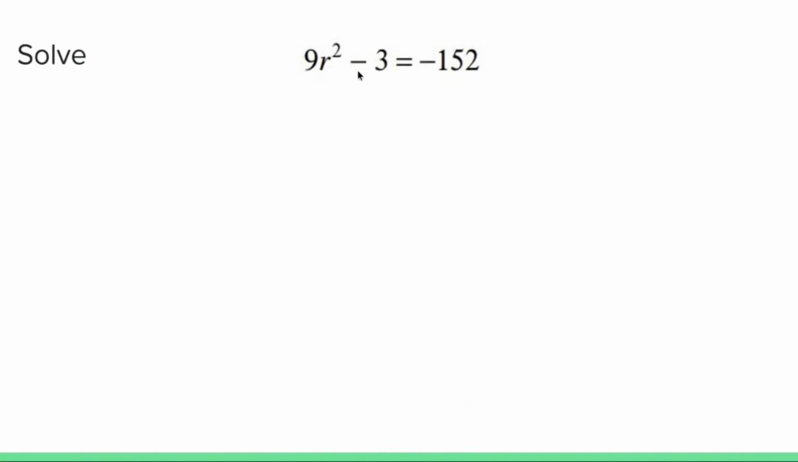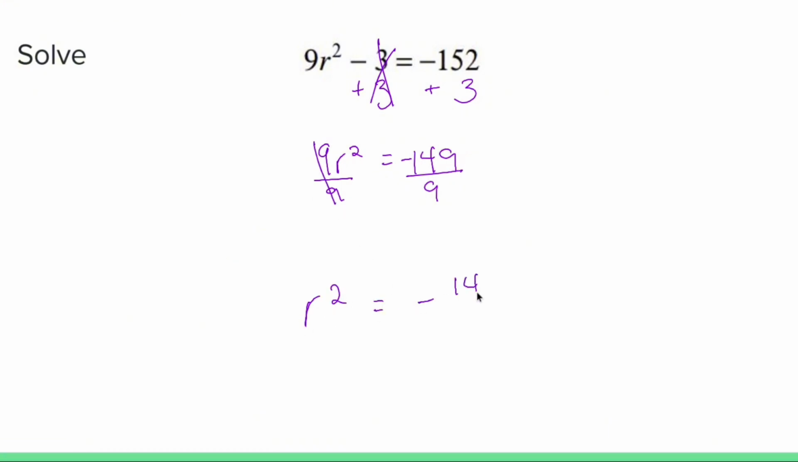Solve 9r squared minus 3 equals negative 152. I'm going to add 3 to both sides, like that. That gets me 9r squared equals negative 149. Now I'm going to divide both sides by 9. And unfortunately, the right side doesn't simplify. So yuckity yuck, gross, gross, gross.